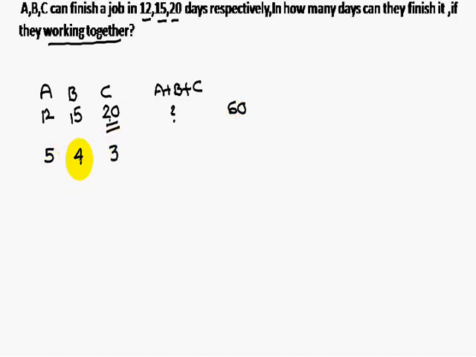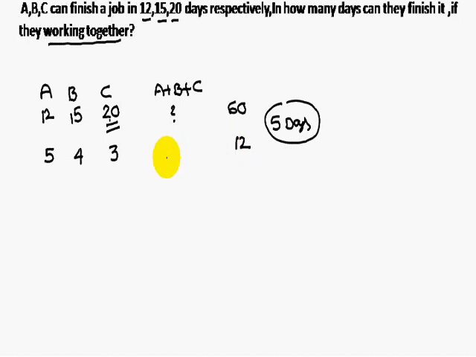So 5 plus 4 plus 3 how much? 5 plus 4 is 9, 9 plus 3 is 12. 60 you divide by 12, how much are you going to get? 5. This is the answer. 5 days is the answer. A plus B plus C together can complete the work in 5 days.